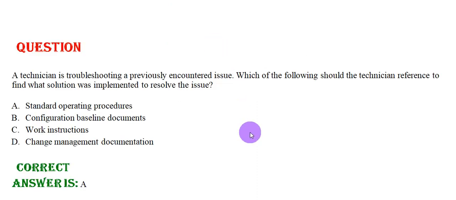A technician is troubleshooting a previously encountered issue. Which of the following should the technician reference to find the solution that was implemented to resolve the issue? Option A, standard operating procedures. Option B, configuration baseline documents. Option C, work instructions. And option D, change management documentation. The correct answer is option A.